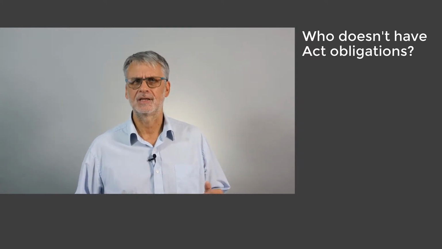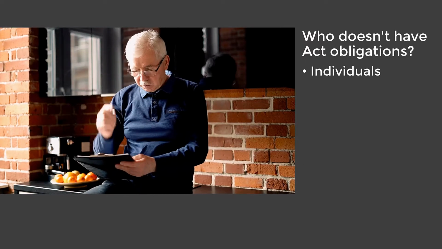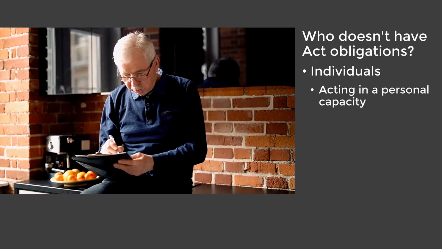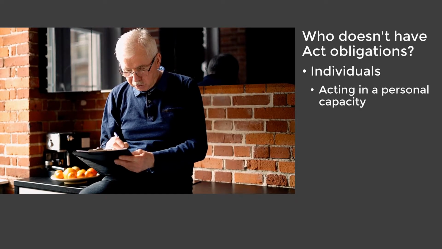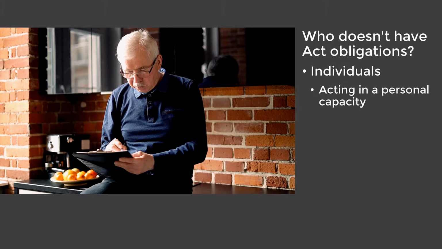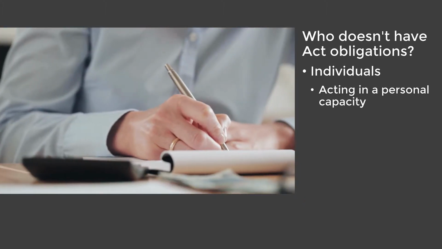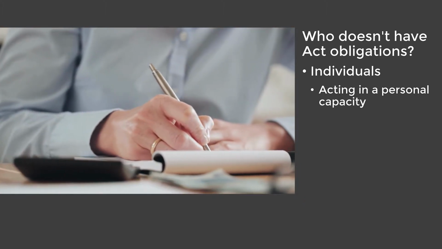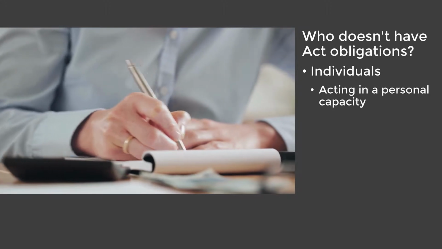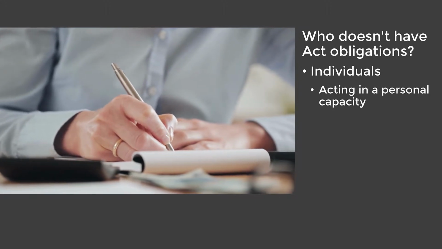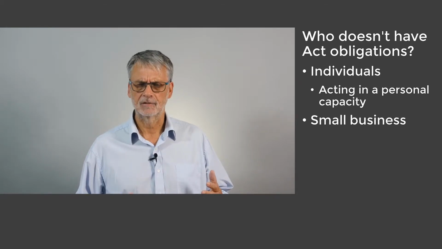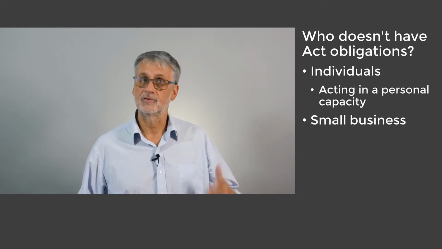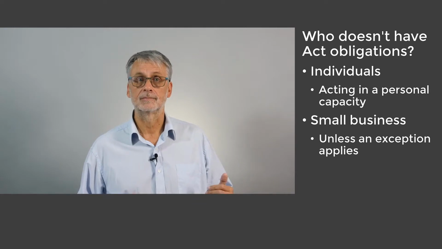Okay, what about the flip side? Who doesn't have any Privacy Act responsibilities? The Act doesn't cover individuals acting in a personal capacity, so neither you nor your neighbours have any personal Privacy Act obligations. You can keep lists and information about people if you want, providing they're for your own use in a personal capacity. Small businesses aren't covered by the Act unless one of the exceptions I've mentioned earlier applies.